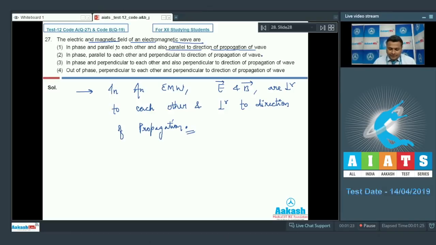So from here, now let's go for the options. In phase, parallel to each other and also parallel, no, absolutely wrong. In phase, parallel to each other, wrong. In phase and perpendicular to each other and also perpendicular to direction of propagation of wave, that seems to be true. So we will go with this option, that is option number 3. Move on to the next.